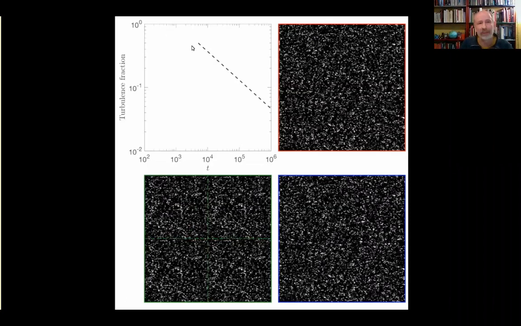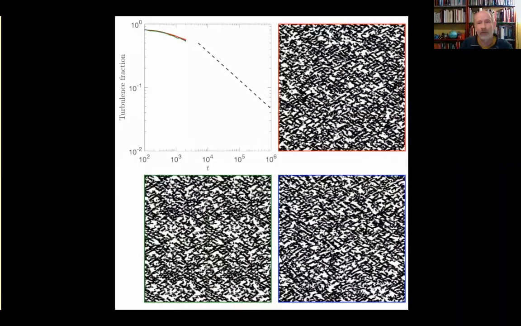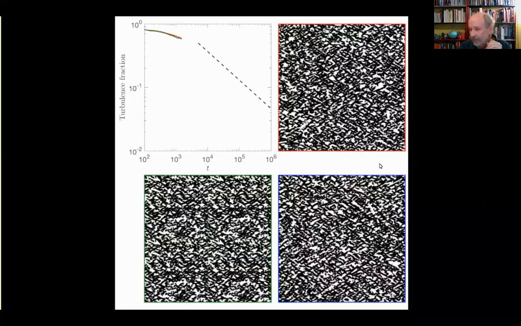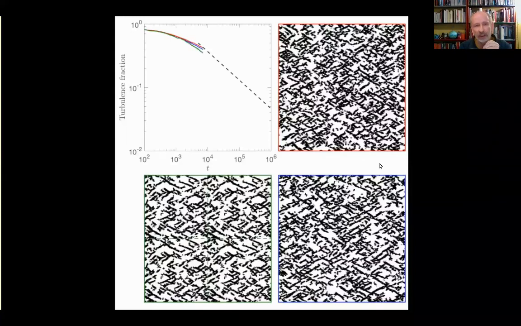So what you're seeing now is turbulent fraction as a function of time for each of the three cases. The green is this case, the red is this case, and the blue is, oh shoot, sorry, play that again, is that case. The dashed line there is the universal exponent that you would expect to see based on these percolation ideas.